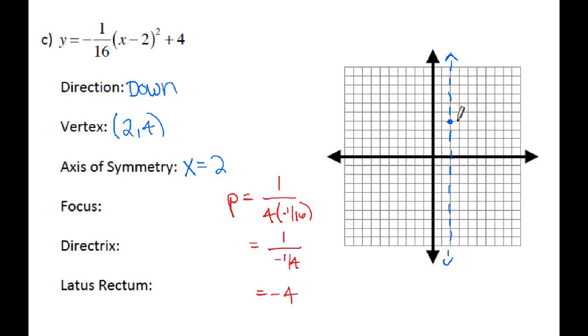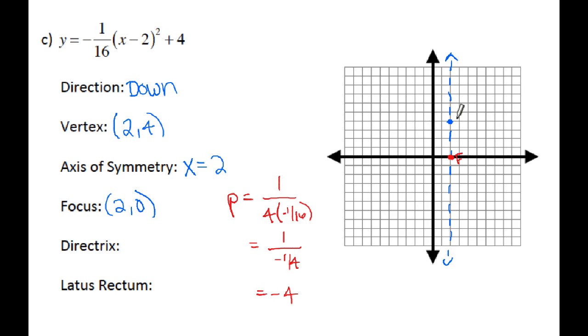So in this case, I'm starting at my vertex. Instead of moving up like we did with the other 2 examples, we are going to move down 4 units, and then that is where my focus is going to be. And so since I'm moving down, I'm subtracting my value. So I'm taking my y coordinate and subtracting 4. So my focus is at 2, 0.